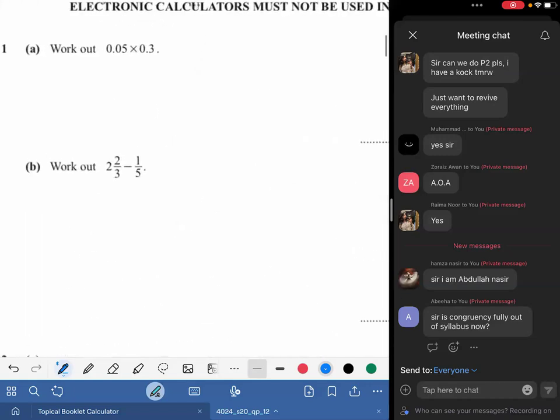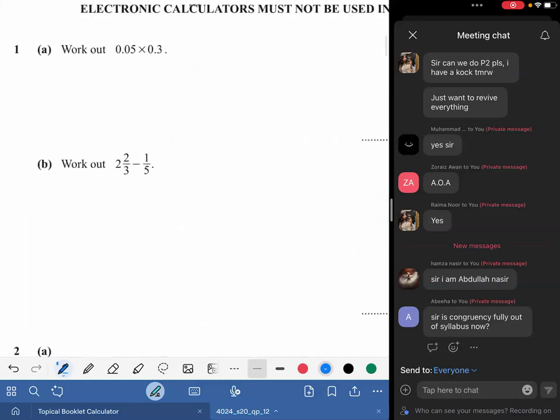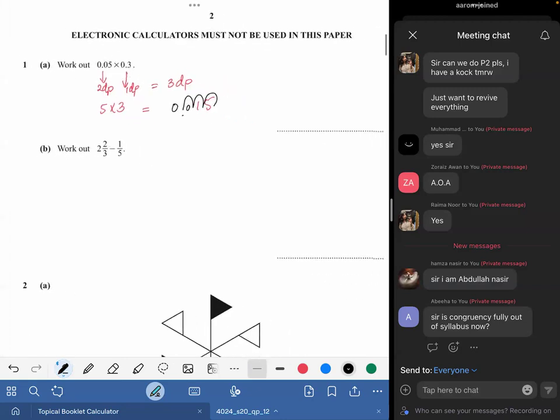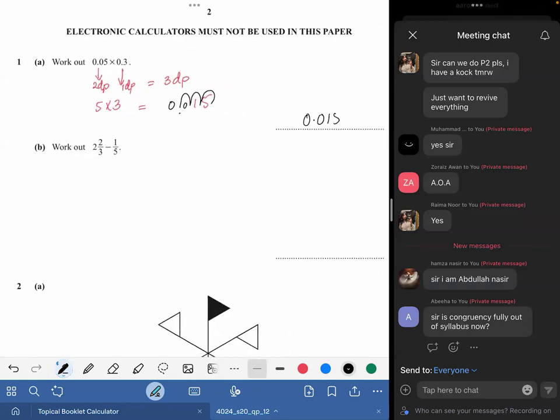So for example, look at this question. It says work out 0.05 multiplied by 0.3. So just look at this number. This has two decimal places and this has one decimal place. So 2 plus 1 is 3 decimal places. So just simply write 5 times 3, which is 15. Now the answer should have 3 decimal places. So 1, 2, and 3. So that would be 0.015. So 0.015 is the final answer for 1 mark here.